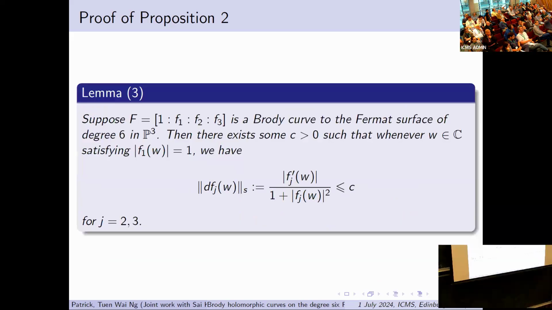Okay, so the next lemma says the following. Again, we are looking at a Brody curve on a Fermat surface of degree 6. Now, this lemma says that there exists some positive constant C, so that whenever you have a complex number W such that the absolute value of the first coordinate F1 here is equal to 1, then the spherical derivative of the other 2 coordinates would be bounded above by this same C. So these are 2 lemmas that we are going to use.